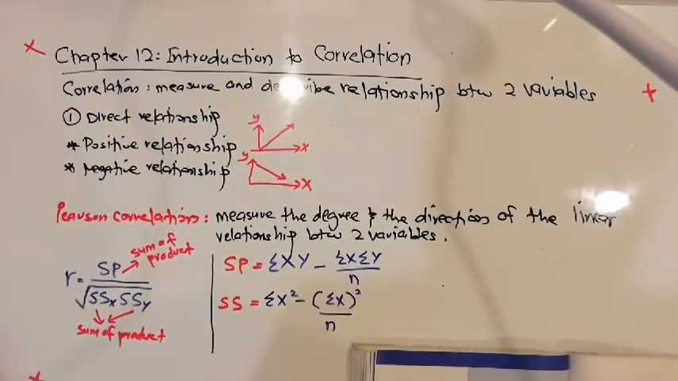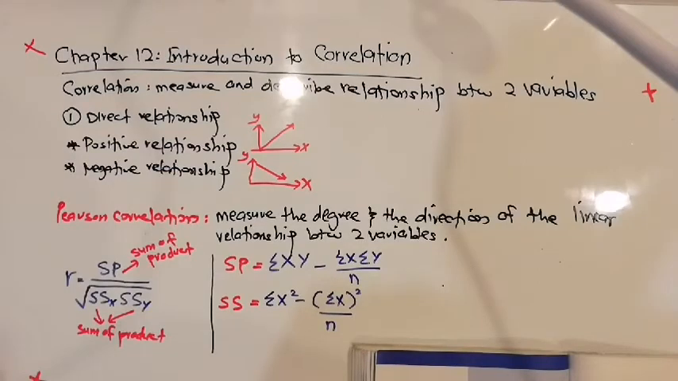Today we will go into the second last chapter, which is chapter 12. Another statistical formula, which is introduction to correlation. For this chapter there is correlation plus regression, but for your part we just cover correlation. First of all, we have to know what it means by correlation.